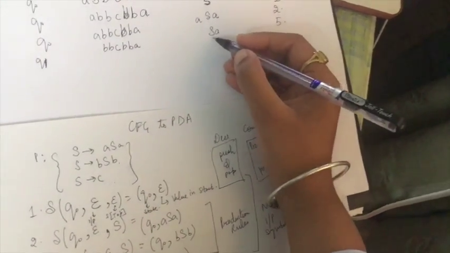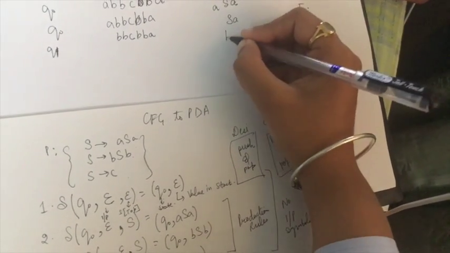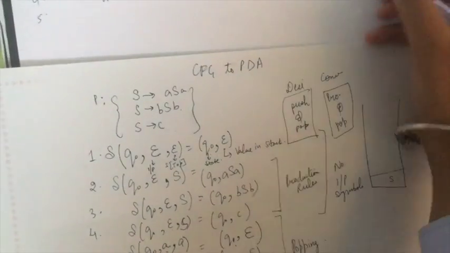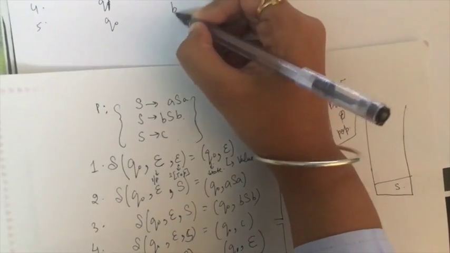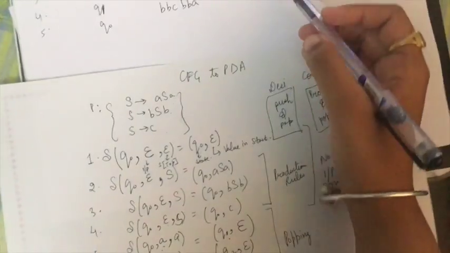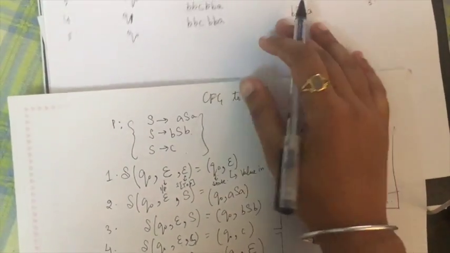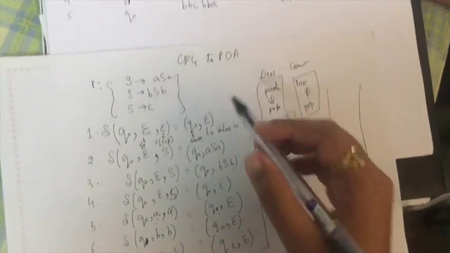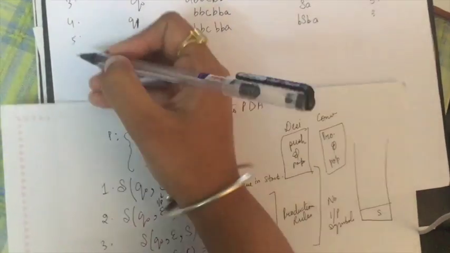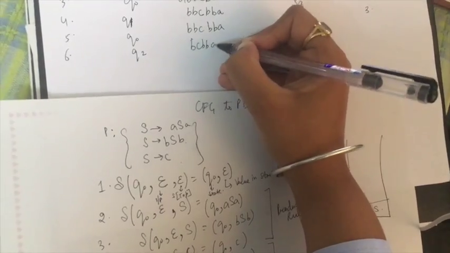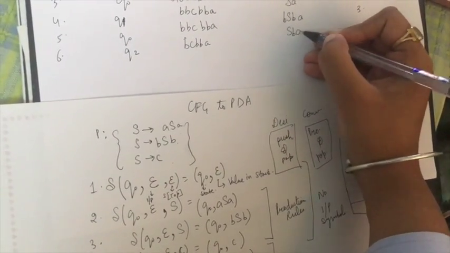Okay, so now I convert this S into BSB. Okay, this A will remain as it is, and this is done using the production rule 3. The states remain as they are, and BB, C, BB remain as they are. Now we see that the unread input is B, and the top of the stack also contains B. So we're going to pop. We are going to pop using the transition 6, because when B comes, we have to pop using transition 6. So the state is Q2, B, C, B, B, A, and S, B, A is left.